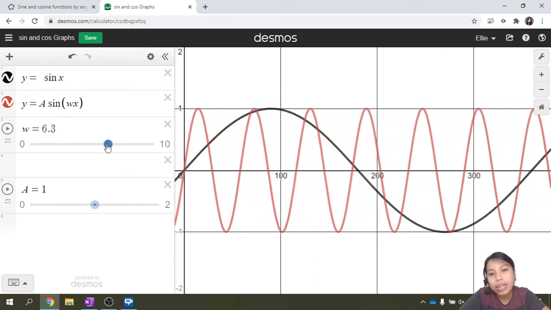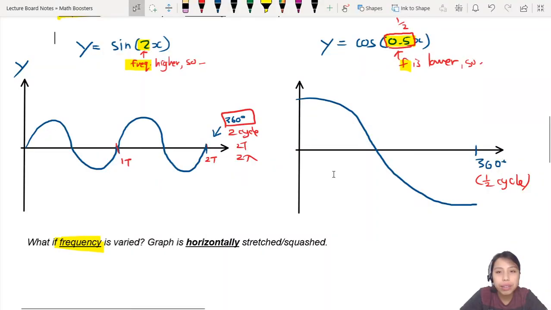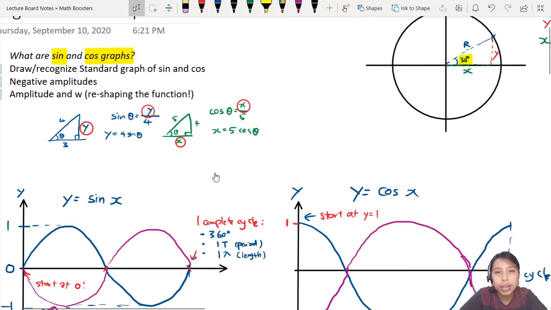Frequency: how many cycles can fit into 360 degrees? Okay, so that is what you need to know about sine graph and cosine graph. How do you draw them and how to recognize them?